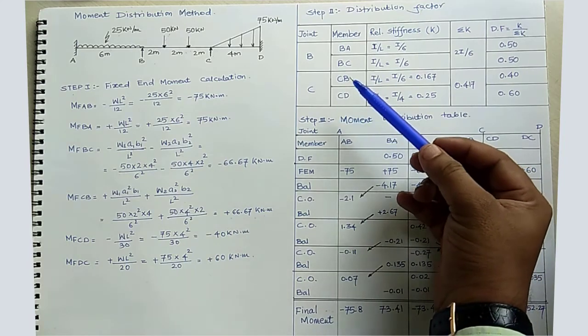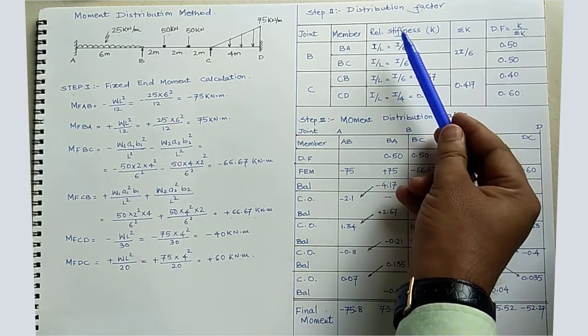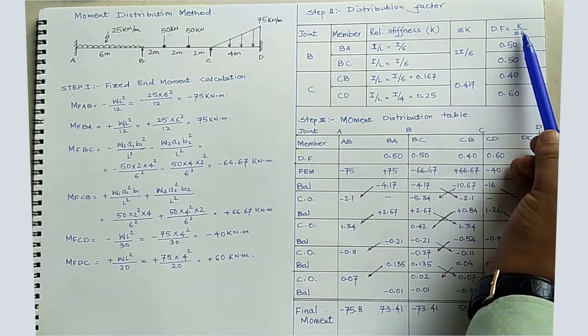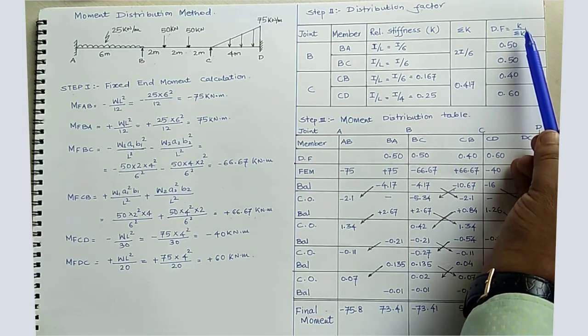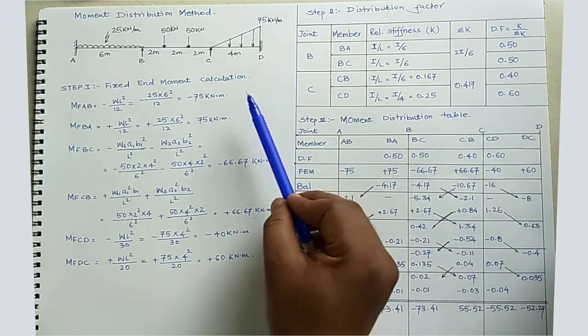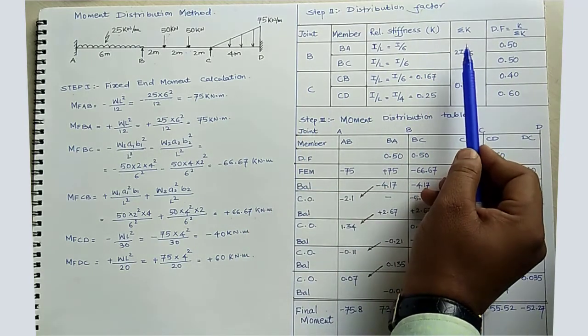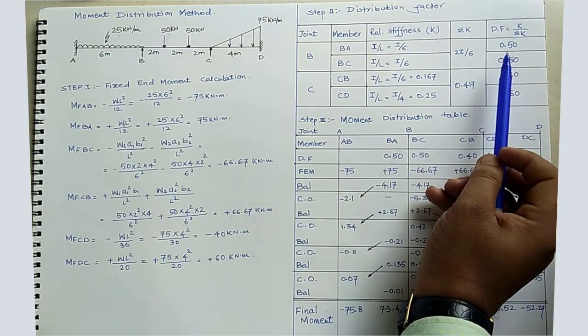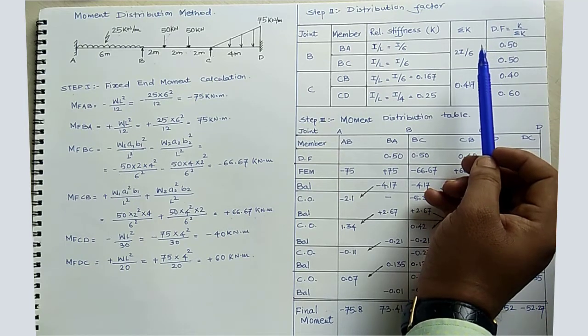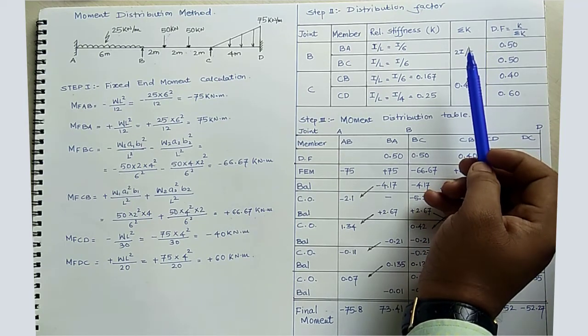Now moving towards step number 2, that is the calculation of distribution factor. To calculate the distribution factor, we require the relative stiffness of the member, and in the earlier class we discussed how to get the value of relative stiffness, which is based on the condition of the far end. If the far end is fixed or continuous, then the relative stiffness is I by L, and if the far end is a simple support or hinge, it is 3 by 4 I by L.